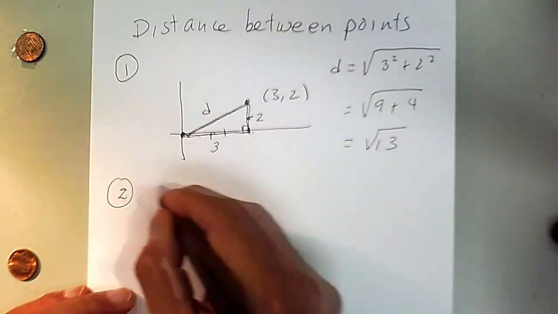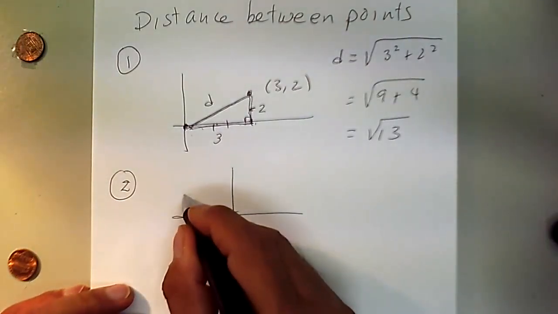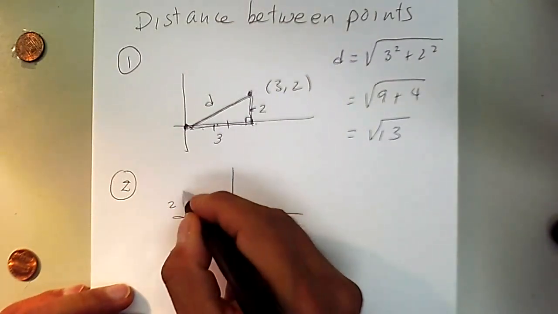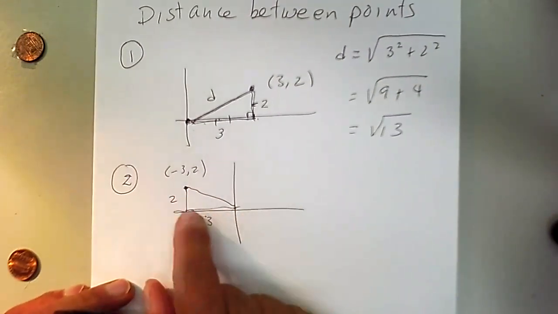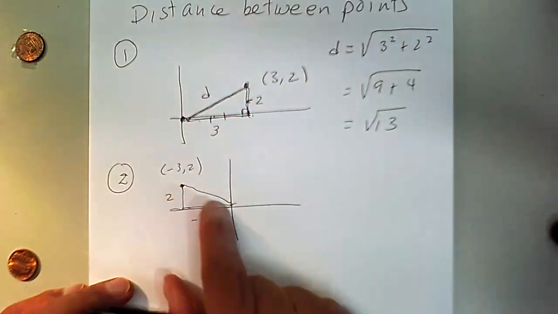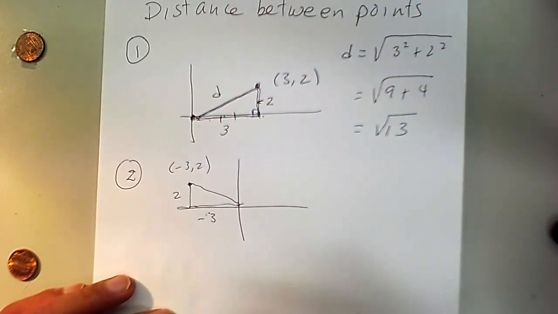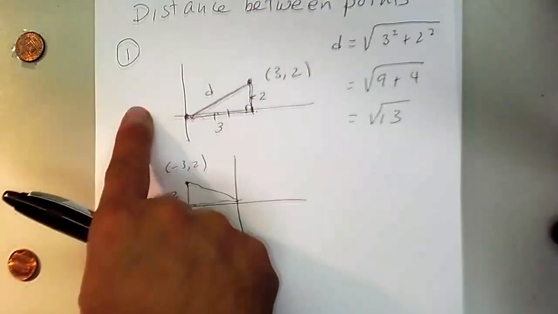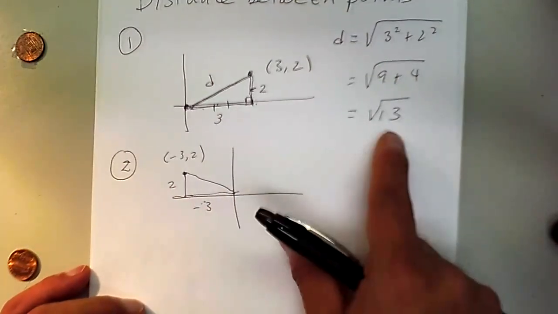Let's do another example. What if the point was -3, 2? So this point would be -3, 2. So it's essentially the same triangle, except that it goes to the left instead of going to the right. We're still measuring the hypotenuse, the diagonal. It only makes sense that the answer has to be the same because the triangle is very much the same. We're essentially just flipping the triangle to the other side of the coordinate system. So the answer has to be the same.